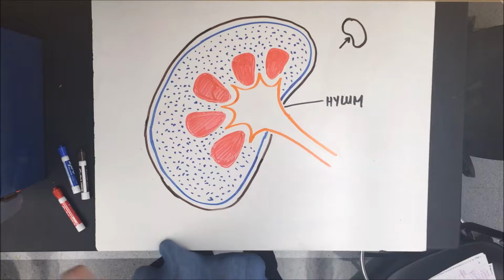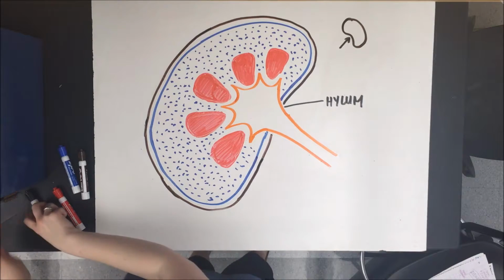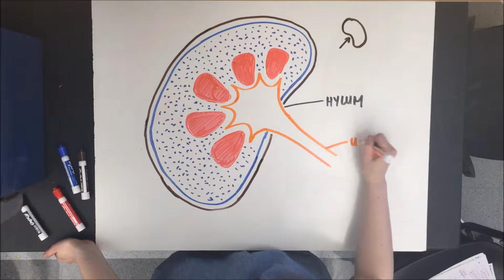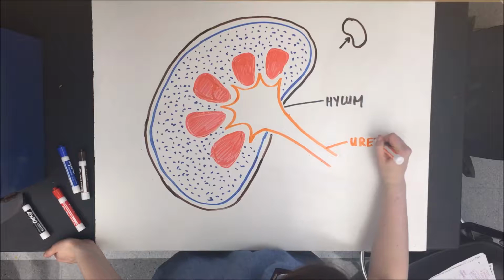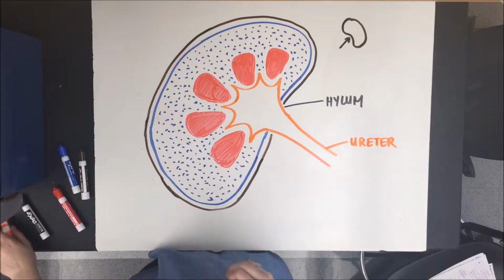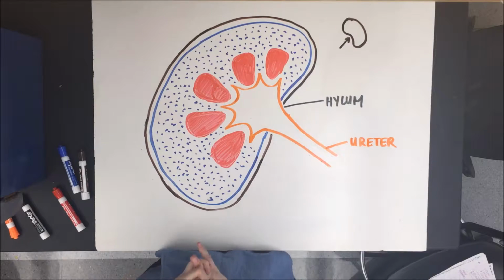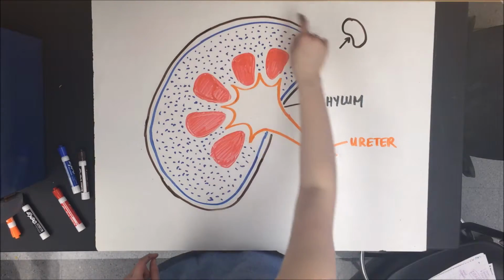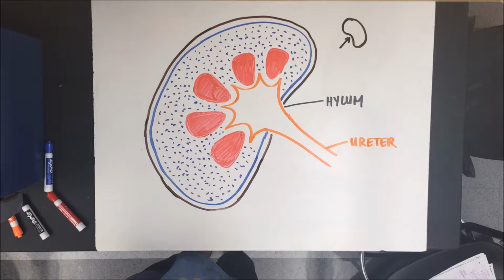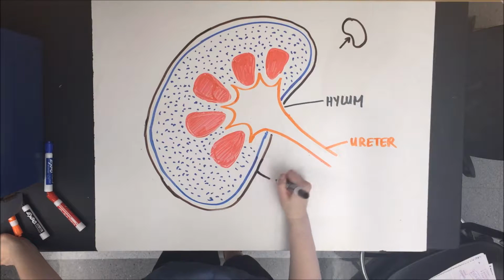So that's the hilum, and the hilum is the point of insertion for blood vessels, nerves, as well as the ureter, which is actually this tube right here. Alrighty, so I guess the next thing we should talk about is the outer lining of the kidney, the little membrane surrounding it. That's called the renal capsule.